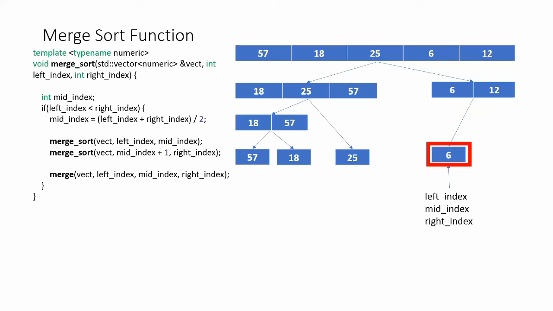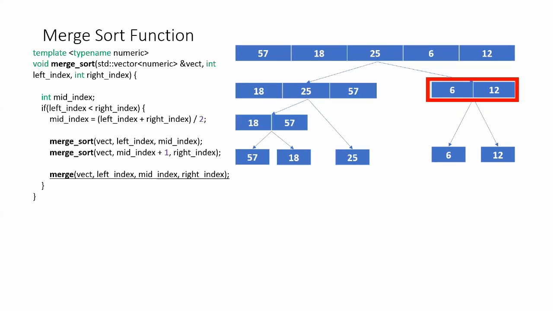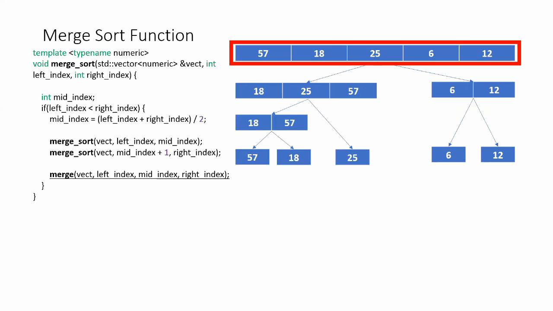We're down to 1 element. We can't trigger the if statement because left index and right index are the same. We break it up, and now we'll merge it. Coincidentally, this is already sorted, so nothing will happen.